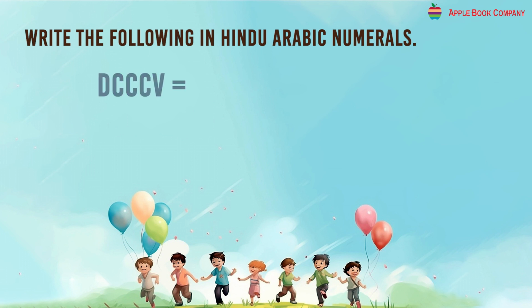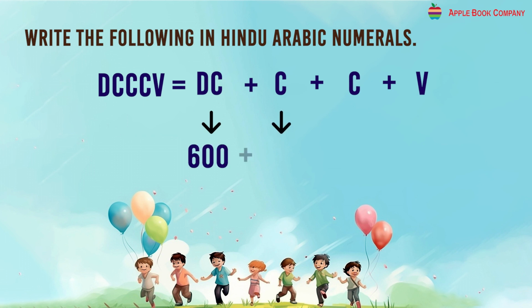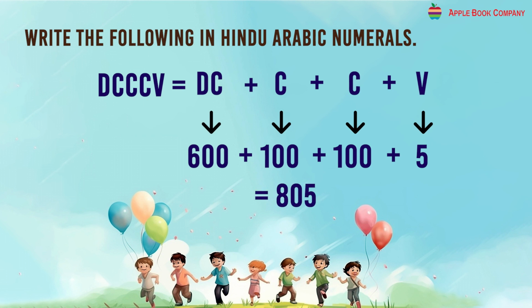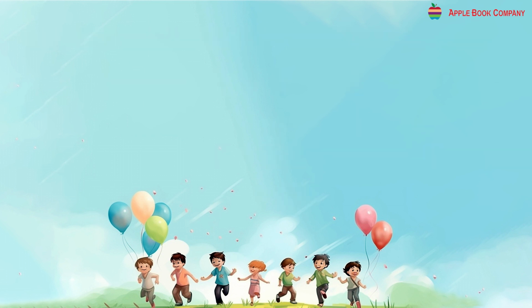Next is DCCCV. This can be written as DC plus C plus C plus V. DC is 600 plus 100 plus 100 plus 5, which is 805.